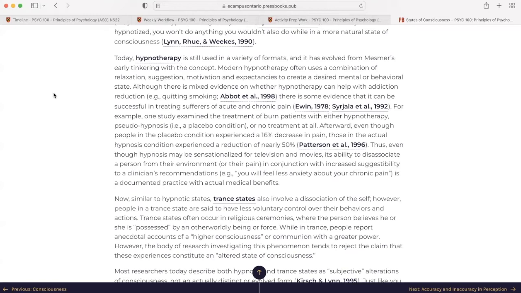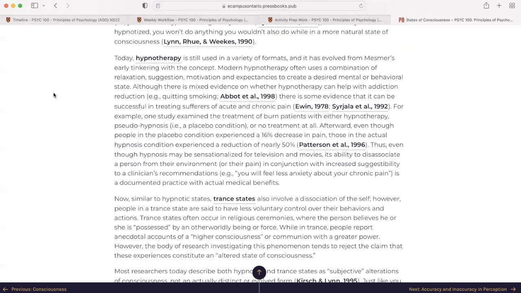Today, hypnotherapy is still used in a variety of formats and has evolved from Mesmer's earlier tinkering with the concept. Modern hypnotherapy often uses a combination of relaxation, suggestion, motivation, and expectancies to create a desired mental or behavioral state. Although there is mixed evidence on whether hypnotherapy can help with addiction reduction, for example, quitting smoking, there is some evidence that it can be successful in treating sufferers of acute and chronic pain.